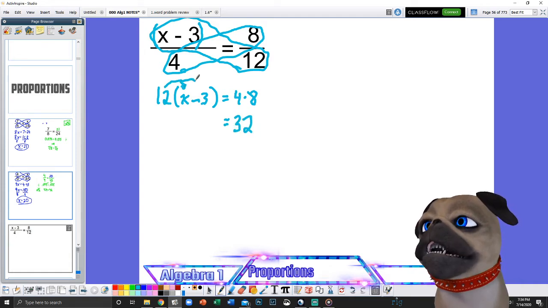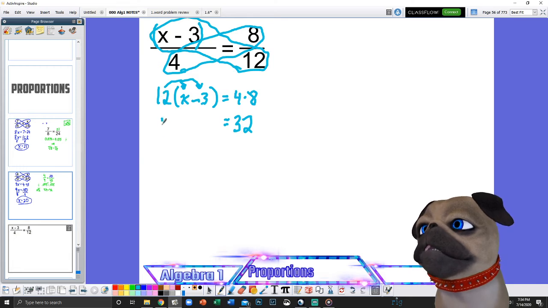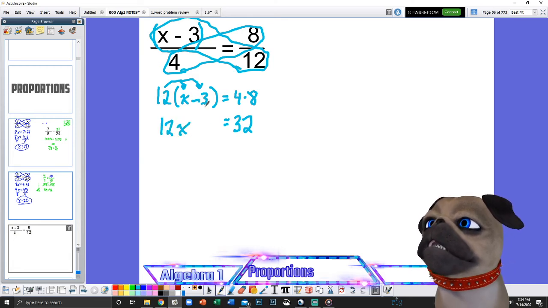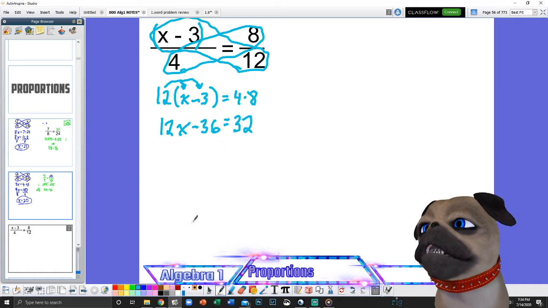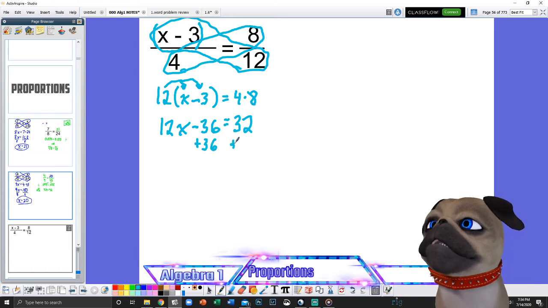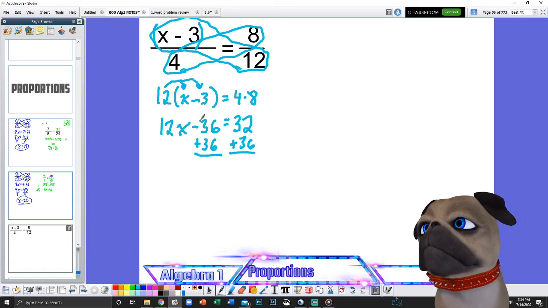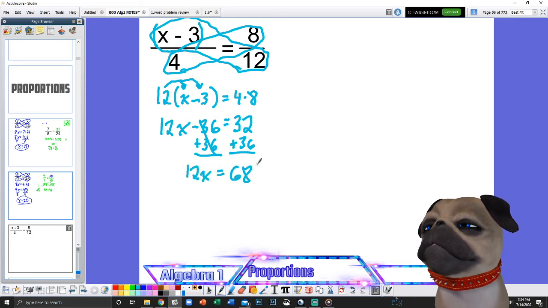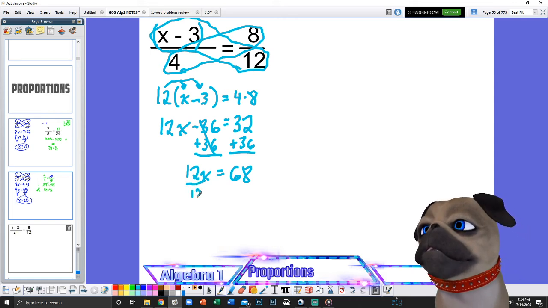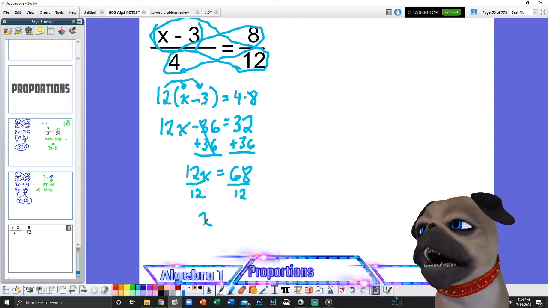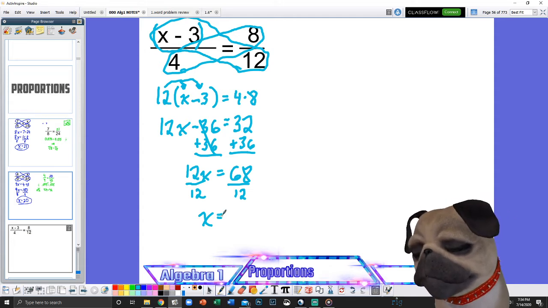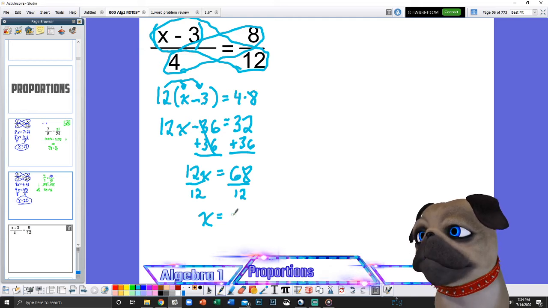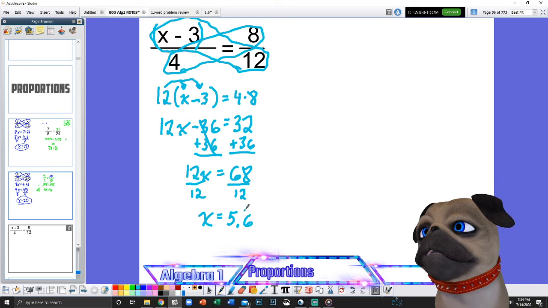And since we're multiplying, let's go ahead and multiply those. So 12 times x, 12x. 12 times negative 3, negative 36. Okay, time to solve. And you know what to do. We're going to add 36 to both sides. Those cancel. I have 12x equals 68. Next, I'm going to divide both sides by 12. And I have x equals, looks like I've got a decimal answer, but that's okay. Except if I type it wrong. There we go. So that gives me 5.6 repeating.